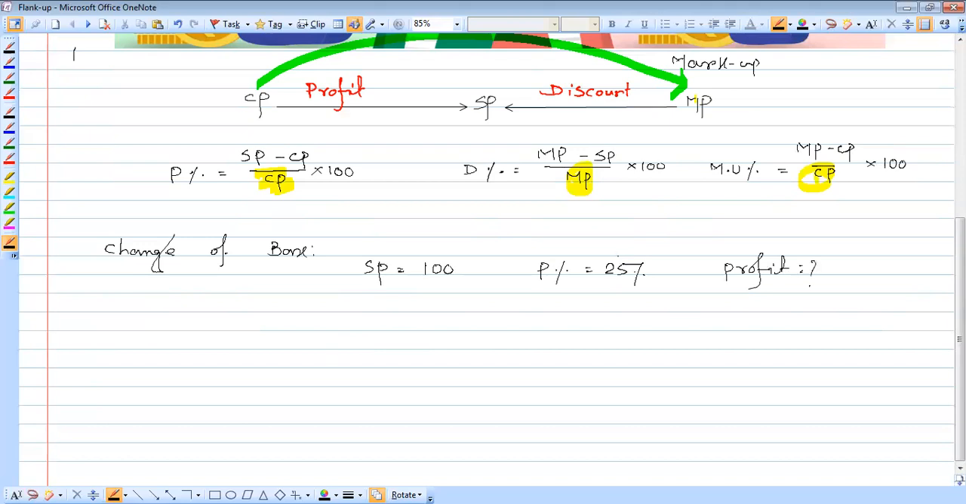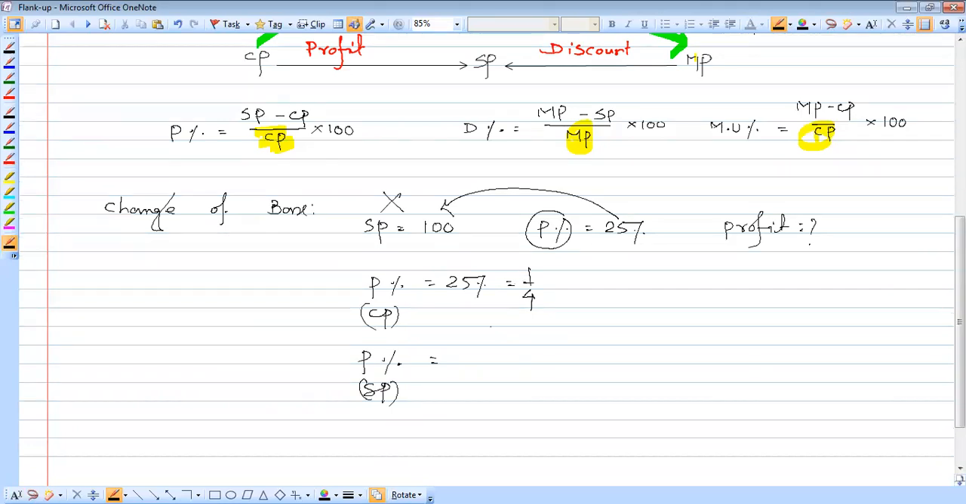You cannot directly take 25% of 100, because profit percentage is calculated on the cost price, and this is not a cost price, this is a selling price. So what you have to do, you have to convert this profit percentage, which is 25%, which is 1 by 4 as well, 25 by 100 is 1 by 4, from the profit percentage calculated on the cost price to the profit percentage calculated on the selling price. Now, how do you calculate? 1 out of 4, what do you mean by that?